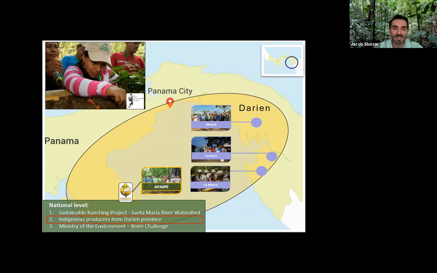And this was an important exchange because the Darien suffers from land conflict issues between cattle ranchers and indigenous people who have very different livelihoods. And Apaspe demonstrating sustainable ranching really gives the hope that people in the Darien can live in the same landscape more harmoniously. And so now through a GEF small grant project, these indigenous associations have established their own native species nurseries and agroforestry systems.